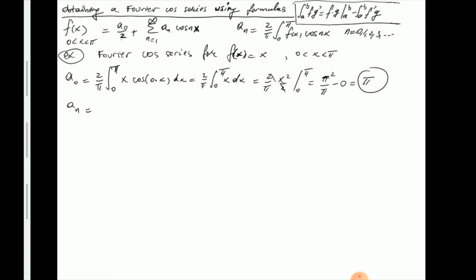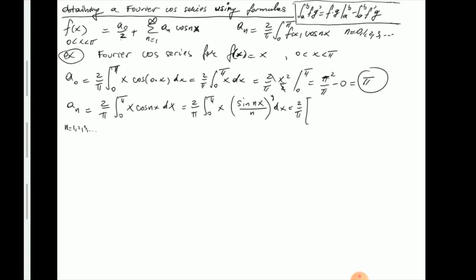So you need that because in this case, when you compute a_n, so a_n is 2 over pi, where n is 1, 2, 3, and so on. So 2 over pi, the integral from 0 to pi of x cosine of nx. The obvious way to deal with this is integration by parts. You want to get rid of x via differentiation. So that means you need to write cosine of nx as a derivative. And we can do that by writing it as the derivative of sine of nx over n. And now, integrating by parts, x sine of nx over n between 0 and pi minus the integral from 0 to pi of x prime sine of nx over n dx.